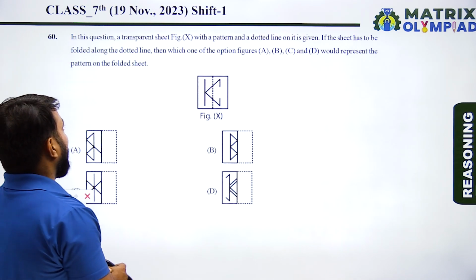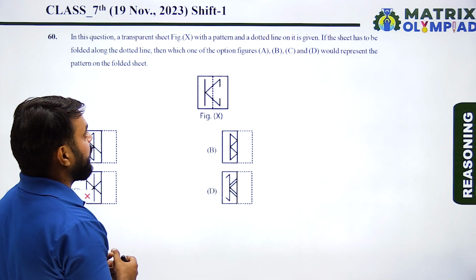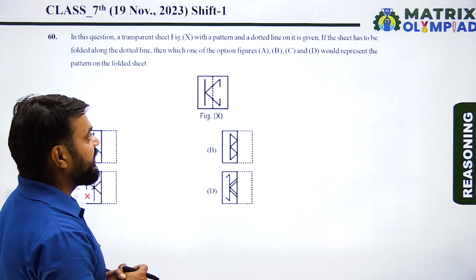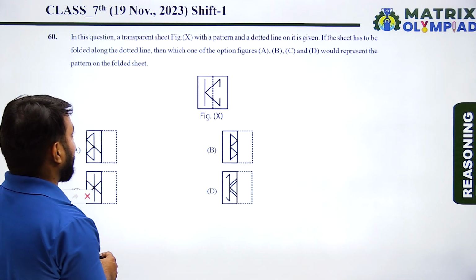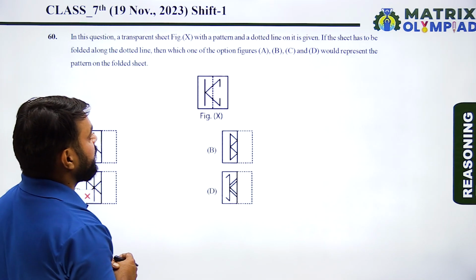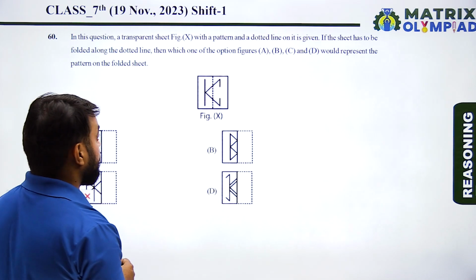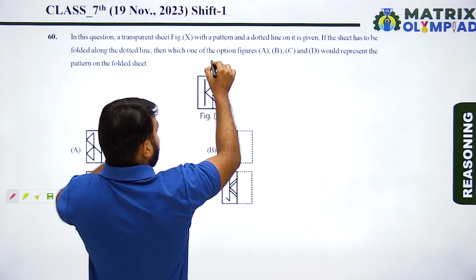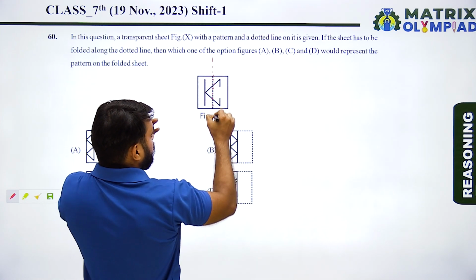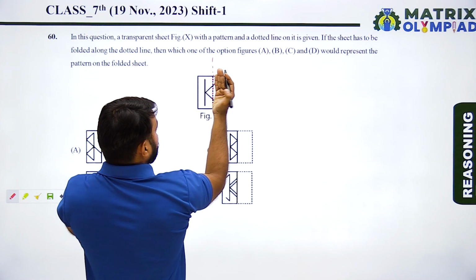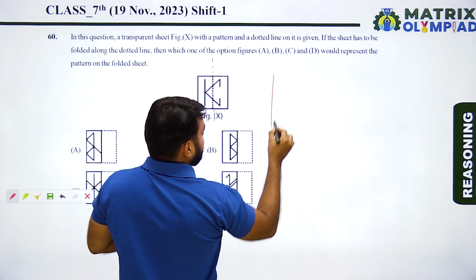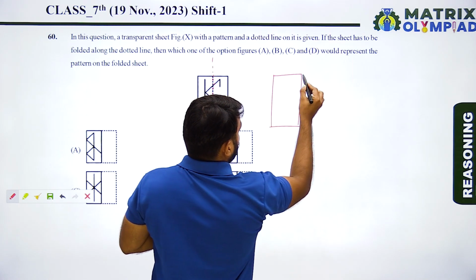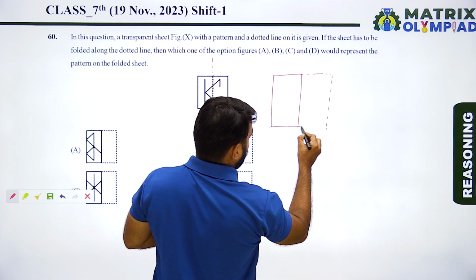In this question, a transparent sheet figure X with a pattern and a dotted line on it is given. If the sheet has to be folded along the dotted line, then which of the option figure A, B, C and D would represent the pattern on the folded sheet? When the given image is to be folded along the dotted line, then the image will look like as follows.